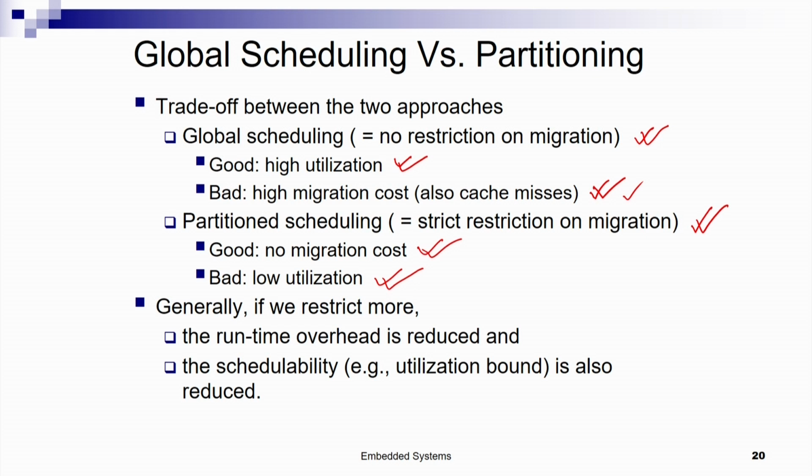Why? Because the total was 2 and we could only execute 2 tasks of weight 2/3. The third task of weight 2/3 could not be executed. So, 1/3 of the total system capacity was wasted, and hence the utilization was around 66.6%. In general, if we restrict more, the runtime overhead is reduced. So, if we go more and more towards partitioning, runtime overheads are reduced, however, the schedulability or the resource utilization bound is also reduced.